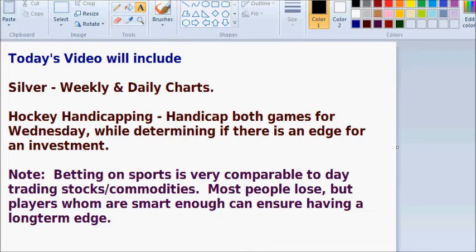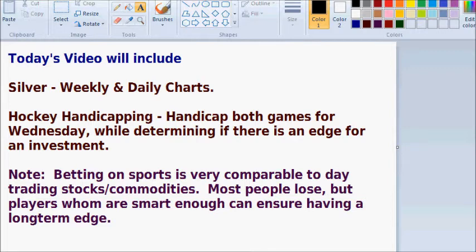Two totally different topics for today's video. The first one, some technical chart analysis on silver, looking at the weekly and the daily charts. After I'm done that, totally different subject, hockey handicapping. There's two games that will take place on Wednesday, so we'll go through them, see if there is an edge on either side.